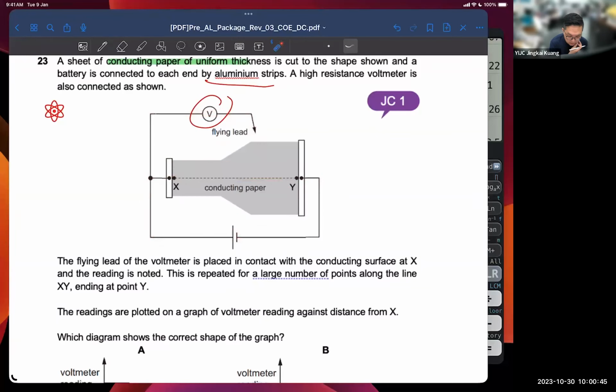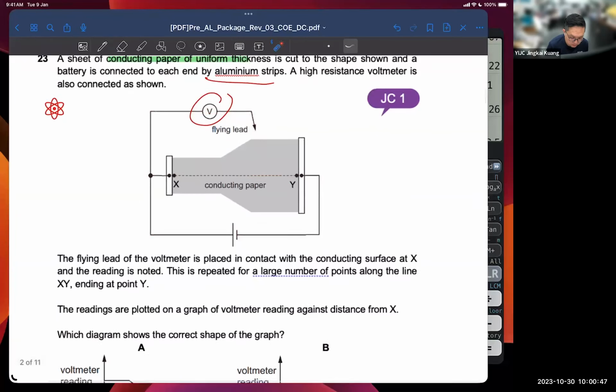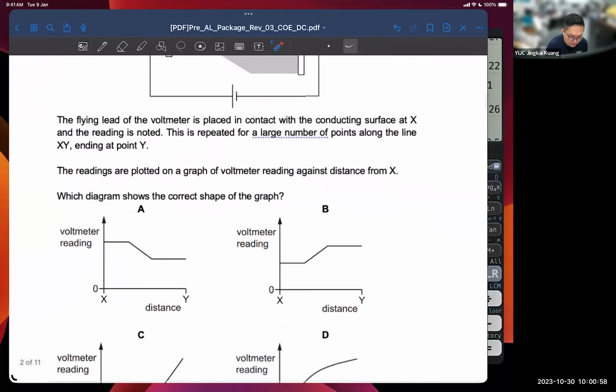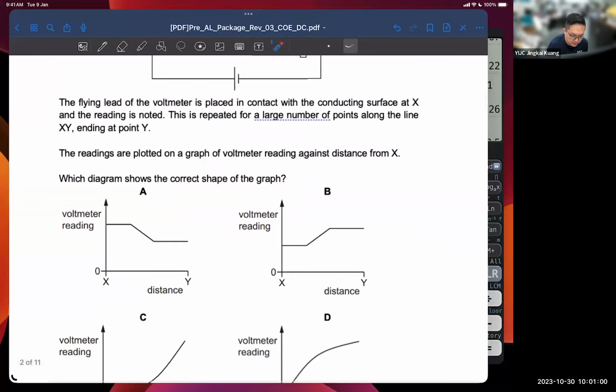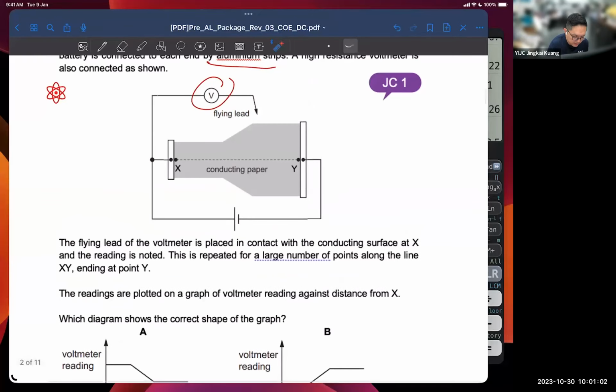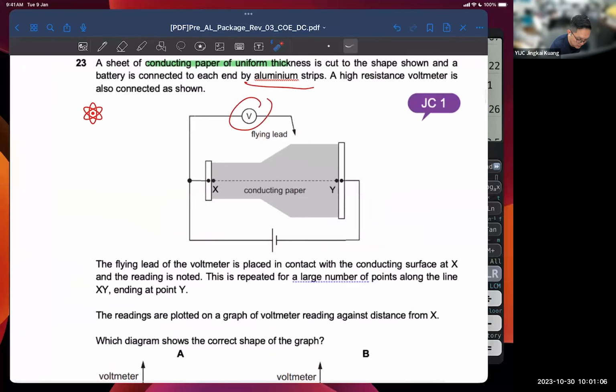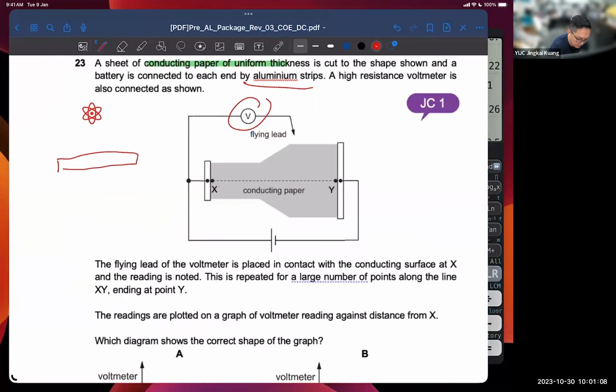Okay, so now you basically take this lead, you put it at different positions, then go and read the voltmeter reading. So if you're then asked to draw a graph of voltmeter reading versus distance, let's just do the basic one first. Let's say instead of using a strip like this, I use a strip that is like that, a uniform strip.